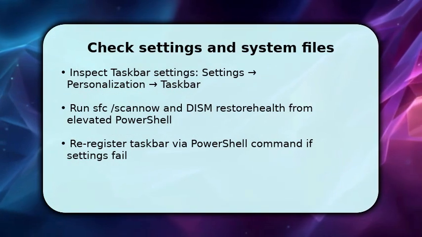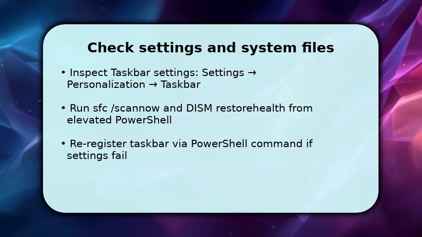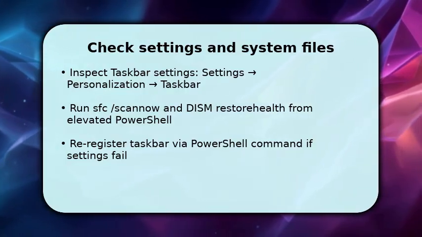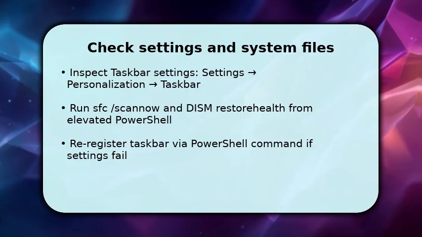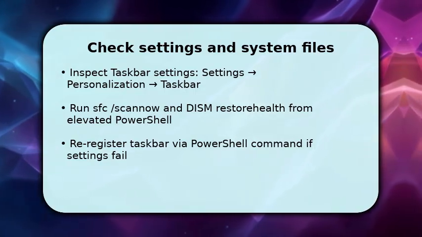Once Explorer is back, you inspect Taskbar settings. Open Settings > Personalization > Taskbar to ensure auto-hide isn't hiding it and taskbar elements are enabled.